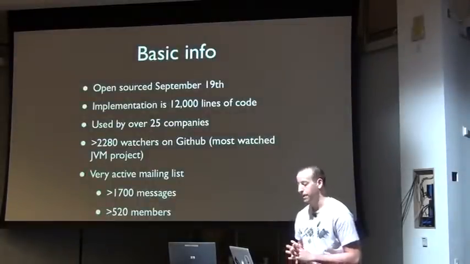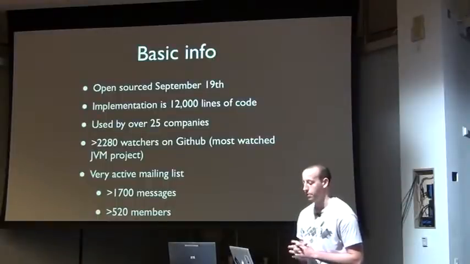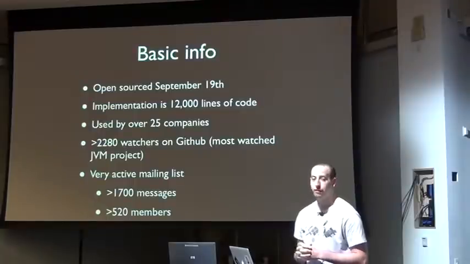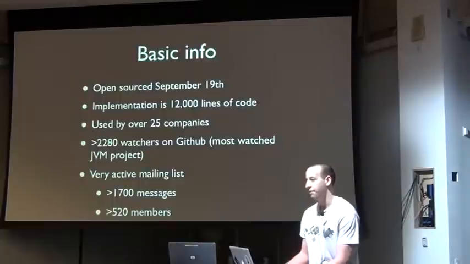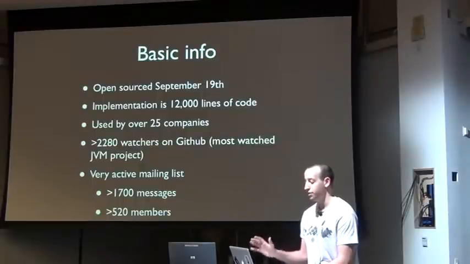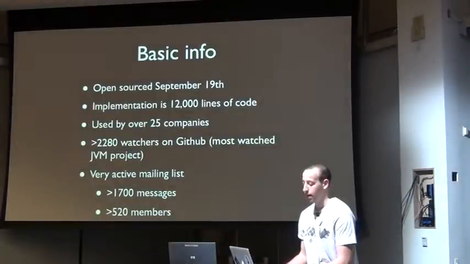Just some basic information about the project. Storm was open sourced on September 19th. The implementation has only 12,000 lines of code, about half of that Java and half Clojure. Even though it hasn't been around that long, it's already used by over 25 companies. It's the most watched JVM project on GitHub, and it has a very active mailing list and a very active community.